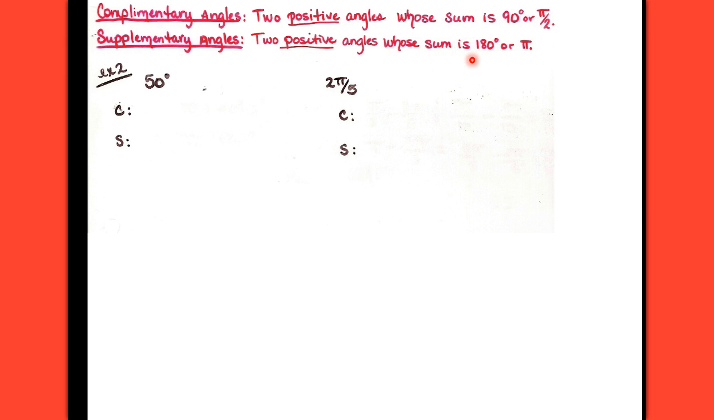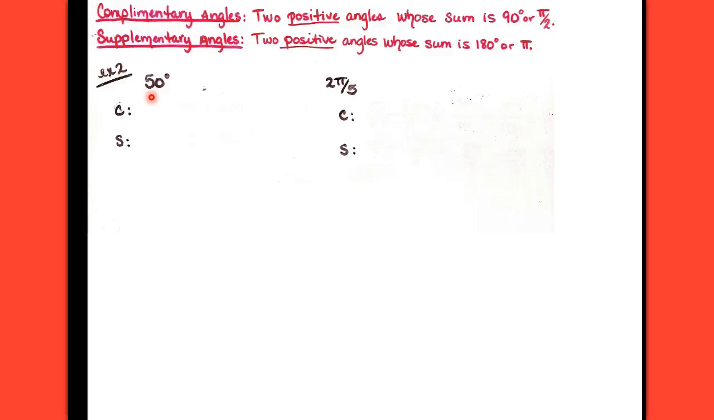So let's move that from degrees to radians. If 90 degrees is pi over 2 in radians, then I could say that complementary angles are two positive angles who have a sum of pi over 2. And if 180 is the same thing as pi, then I could say supplementary angles are two positive angles whose sum is pi. So let's start with degrees, and we could use the pattern that we know how to do with degrees to help us figure out what to do with radians.